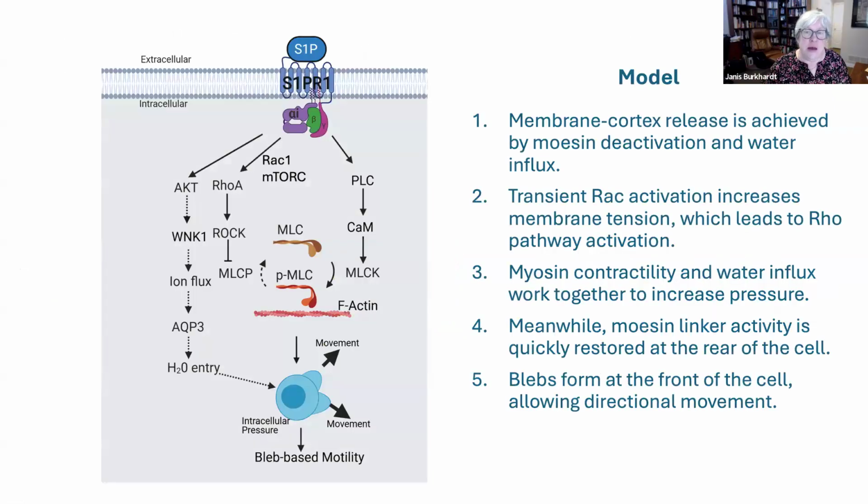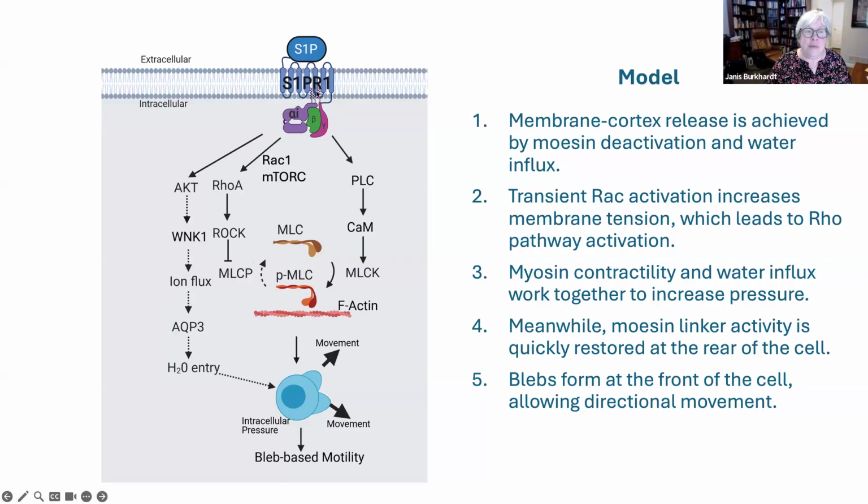So this is a scary diagram, I know, but it needn't be. Just to put it all together, membrane cortex release is achieved by myosin deactivation, mostly probably through phospholipase C cleavage of PIP2 in the plasma membrane, but also by water influx and transient RAC activation downstream of G alpha I. This increases membrane tension, which in turn activates this mTORC dependent pathway leading to myosin activation. And that myosin contractility, together with the water influx, increases pressure and gives you bleb-based motility.